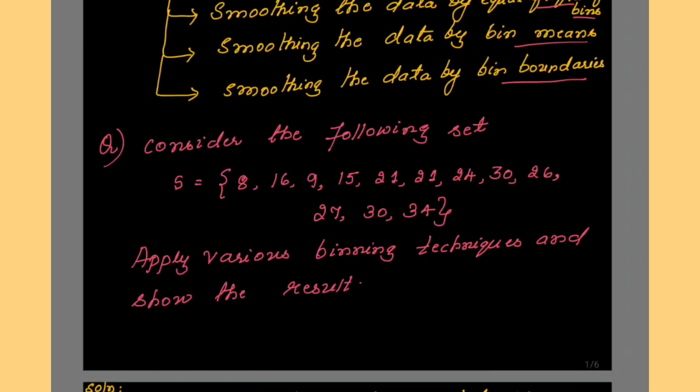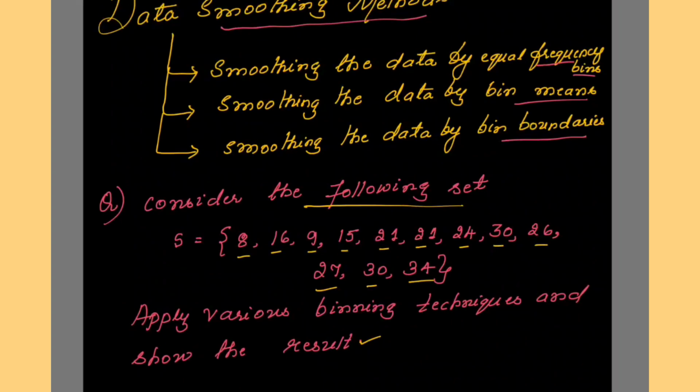So the problem statement will be like this. Consider the following set S equal to the numbers 8, 16, 9, 15, 21, 21, 24, 30, 26, 27, 30, 34. In the question it is asked, apply various binning techniques and show the result. So how to proceed? You have to apply all the three binning methods.